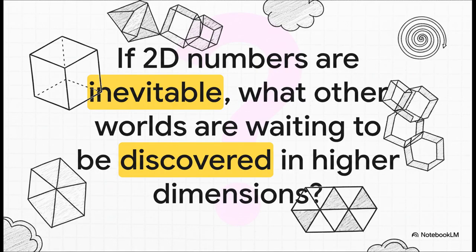So we started with a simple line, and we took a leap of faith into a second dimension. And what we found there wasn't just a clever trick, it was a fundamental, unique, and powerful mathematical structure that was just waiting to be found. It leaves you with this really fascinating question, doesn't it? If this is the inevitable math of 2D, what happens in 3 dimensions, or 4? What other amazing mathematical worlds are still out there, just waiting for us to discover them?